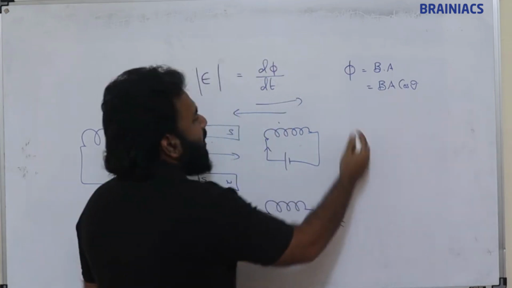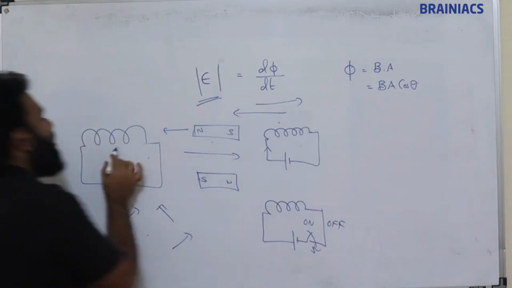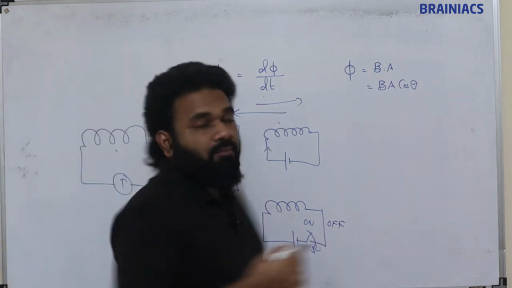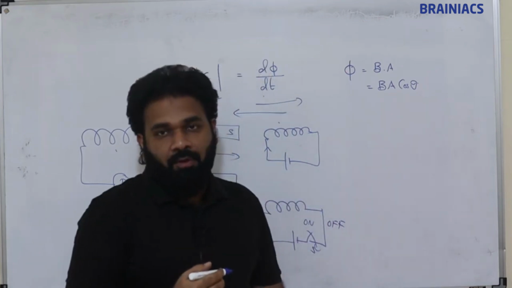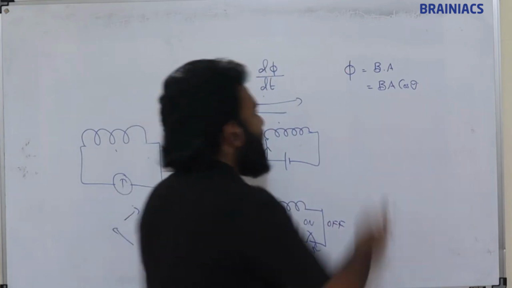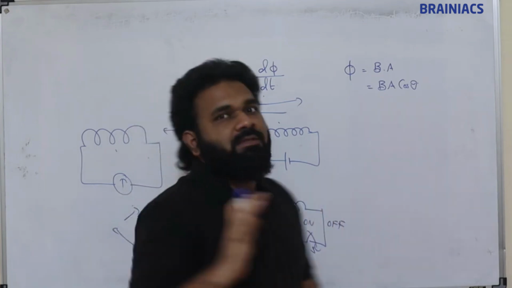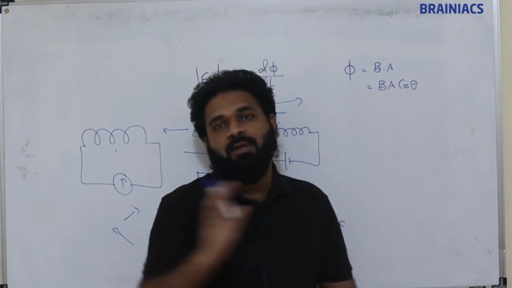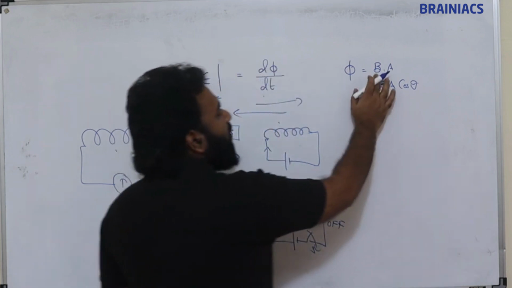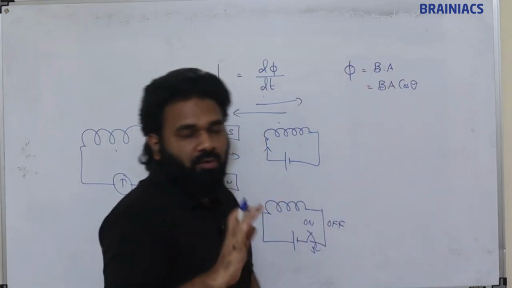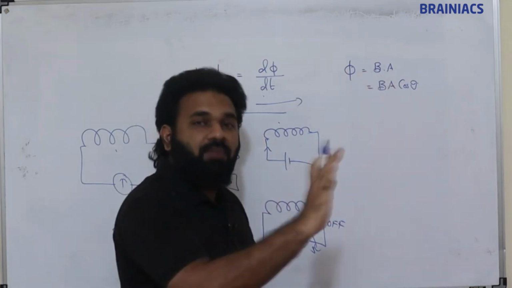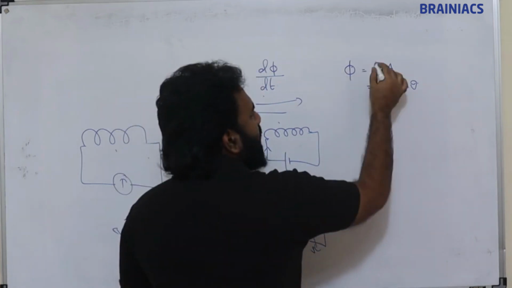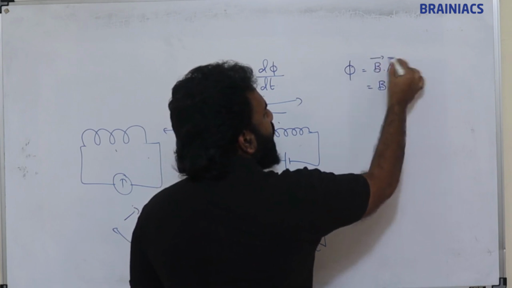So we came to know that the EMF induced in the coil is due to the change in flux. So what is magnetic flux? Magnetic flux is nothing but the magnetic field lines passing through an area, which is the magnetic field into area.